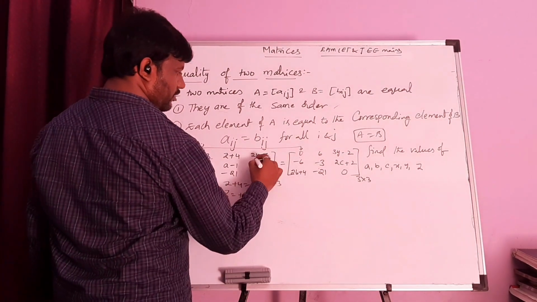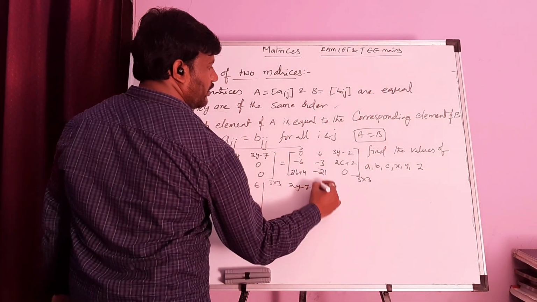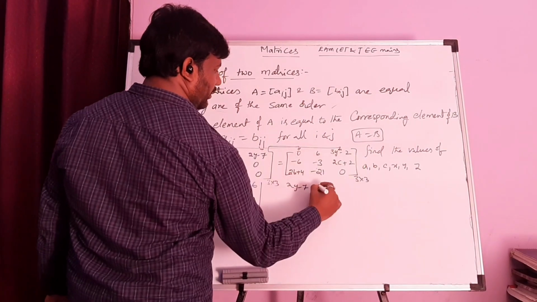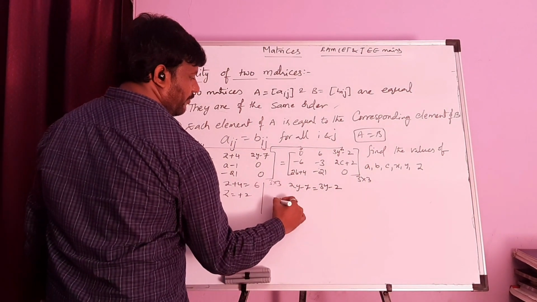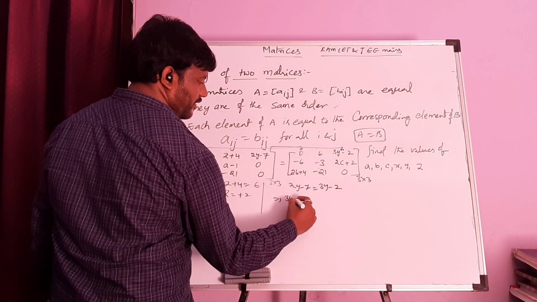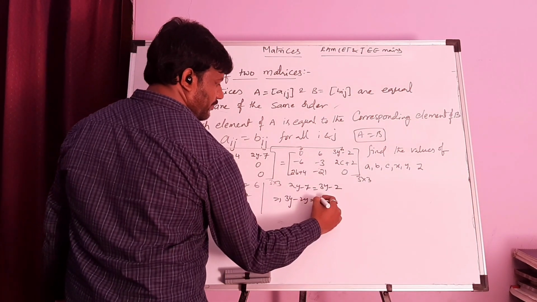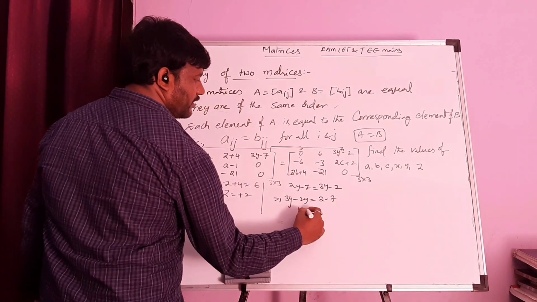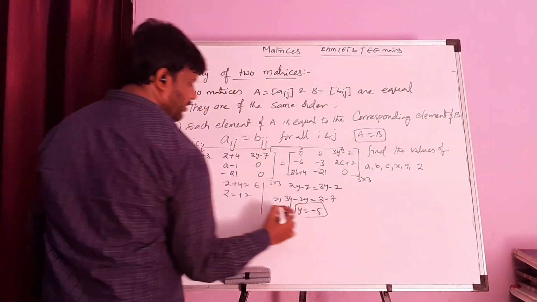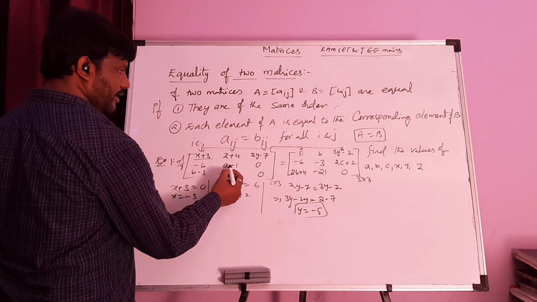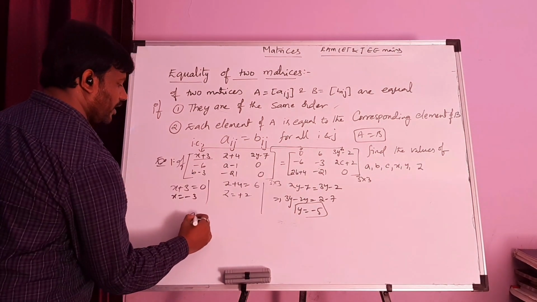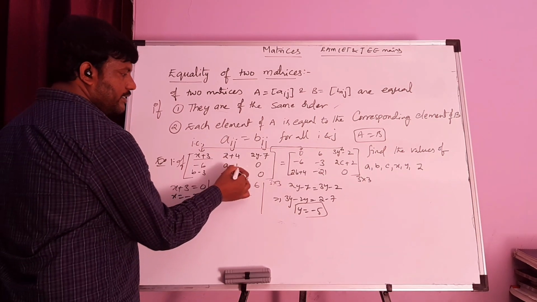Similarly, I go for 2y minus 7, the corresponding element being 3y minus 2. Sending over, when I am adjusting 2y, I send it to this side and minus 2 to this side. So you get y equal to minus 5. So now we got x, y, z. Now we go for finding a, b, c. See, here a minus 1 is nothing but the second row, second column element.